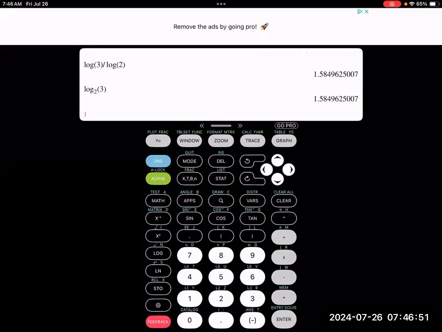Now, if you're not seeing it here, that just means your calculator is a little bit older. The app has it. Newer models of TI-84s have it. If you're using a TI-83, that unfortunately does not have it.